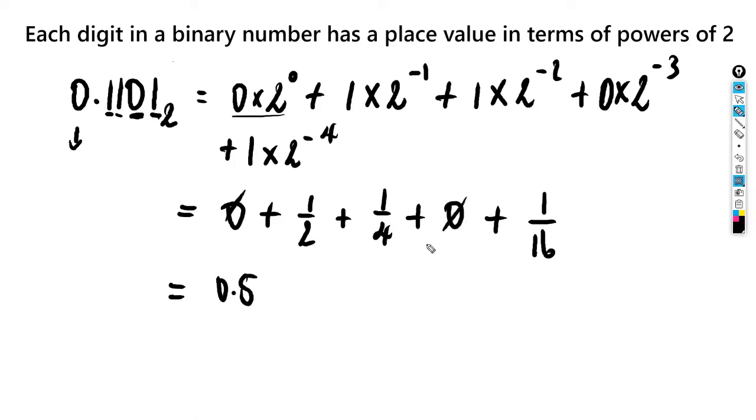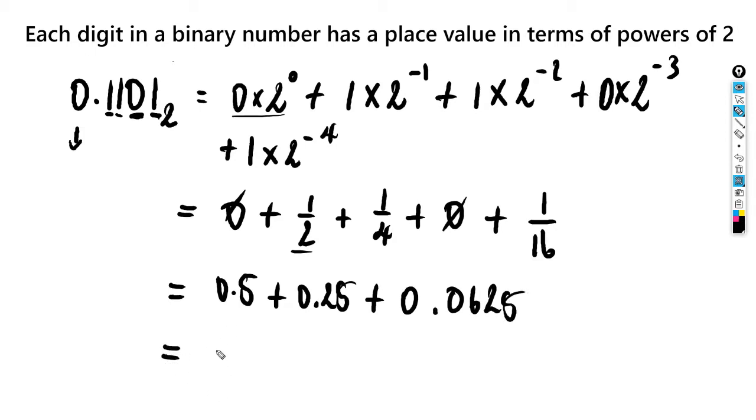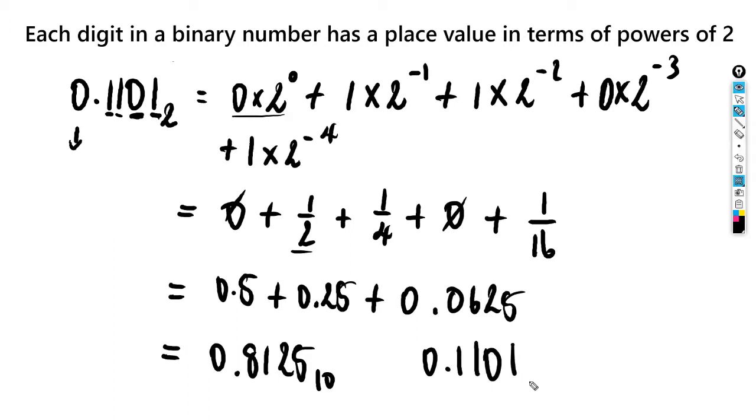Okay, so if we write these out as decimals, we're going to get 0.5. Let's remove the zeros because we don't need them. So we're going to get 0.5 plus 0.25, plus 0.0625. Okay, so when we add all of these, we're going to get 0.8125 to the base 10. So 0.1101 to the base 2 is equal to 0.8125 in base 10. All right.